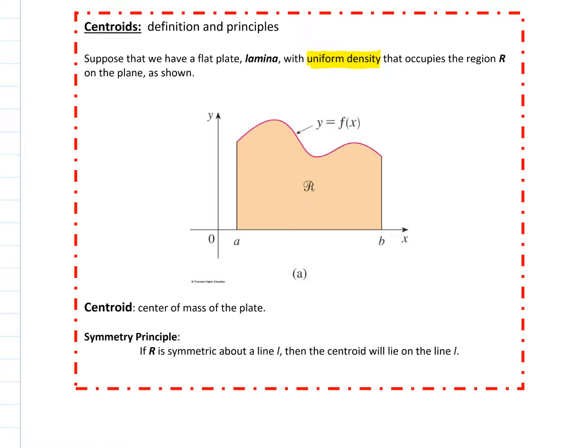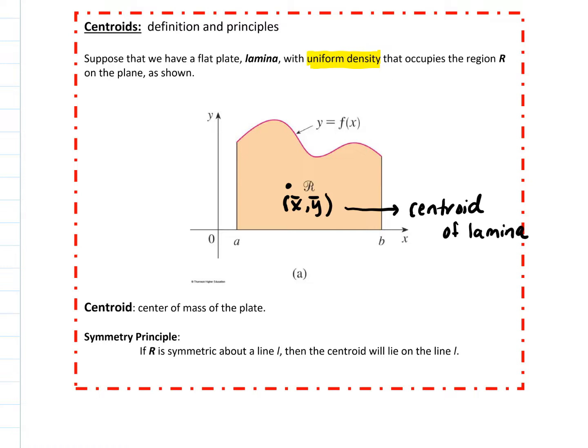It lies in the rectangular coordinate system and occupies some region R, just as we've shown. Now, for the centroid, we're actually going to have a new definition here. The centroid is the center of mass of this type of plate. So somewhere in this plate, maybe right here, lies a point we'd call x bar, y bar, that we call the centroid, or the center of mass of this plate. So this is the centroid of this lamina.